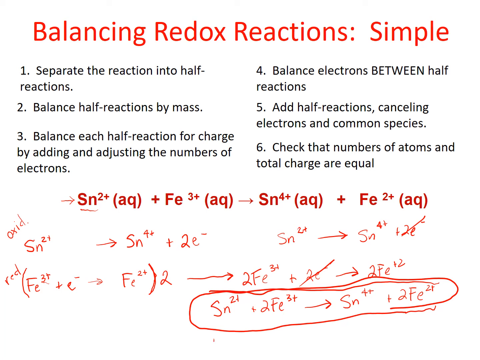Now, in terms of that charge balance, I'm just going to write the charges down here. I have a +2 for that 1 tin, and then I've got 2 irons, each with a +3 charge. So +2 plus 2 times +3, that is +6. So this, as a total, gives me +8 on the left-hand side. On the right-hand side, I've got +4 for that tin, plus 2 of those irons, each with a +2. Well, again, +4 plus 2 times +2 is going to give you a total of +8. So it is charge balanced. I've got the same total charge on each side of that arrow.